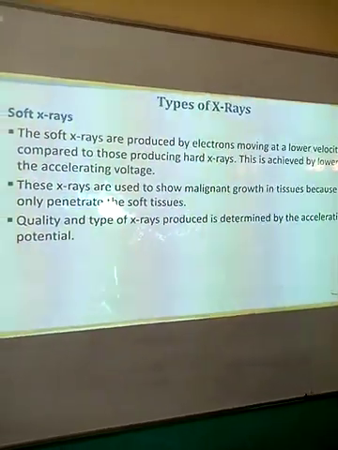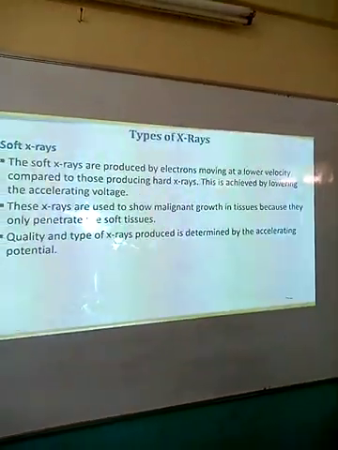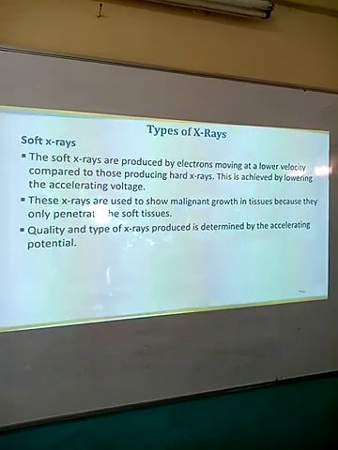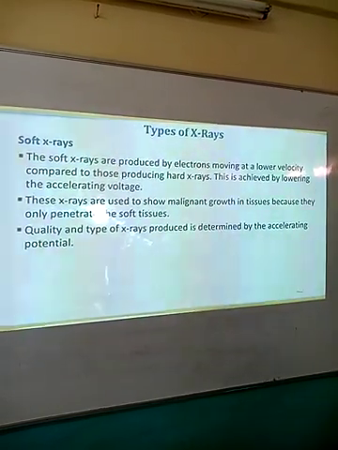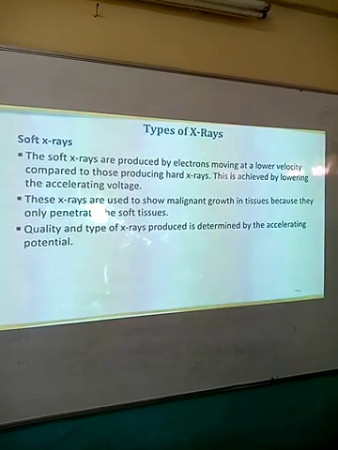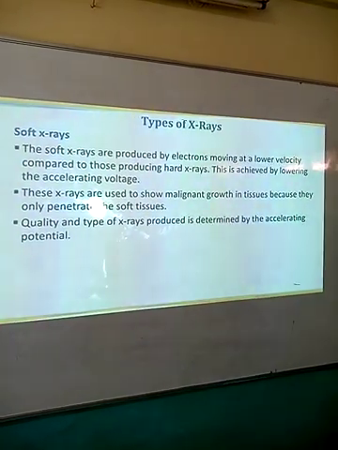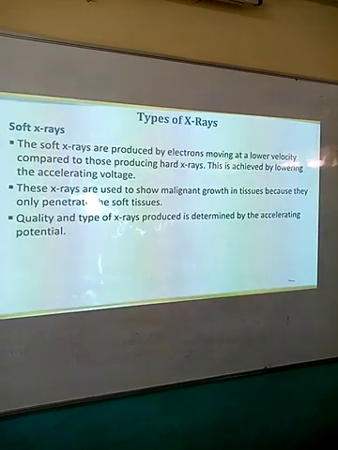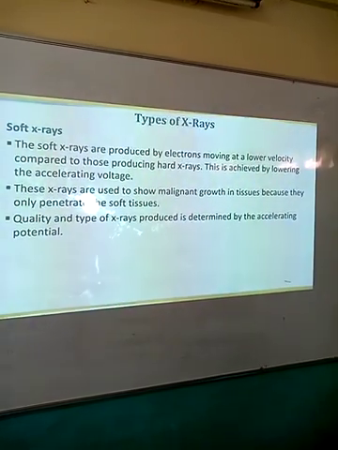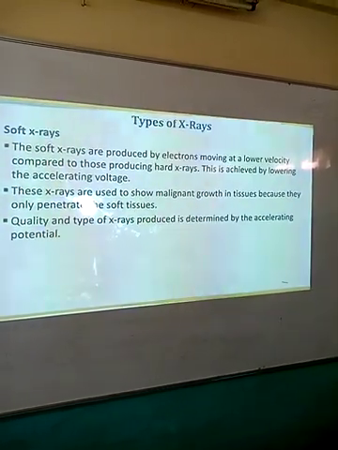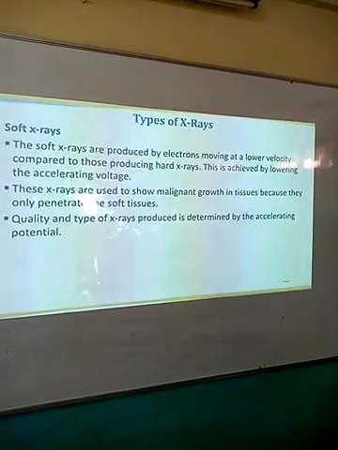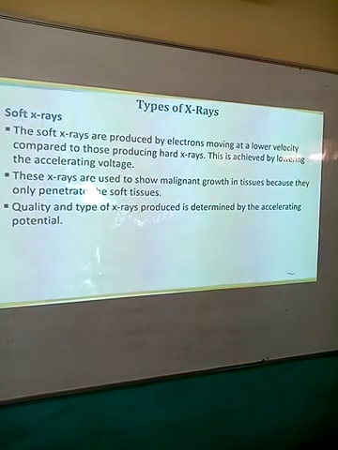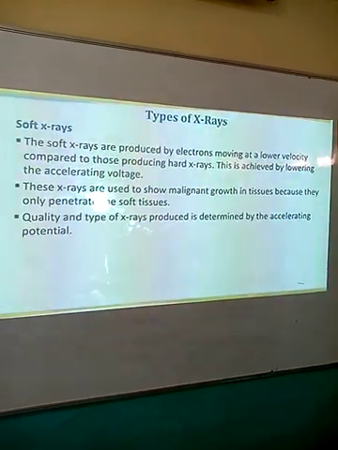They are soft because they are produced by electrons moving at a lower velocity as compared to those of hard X-rays. This low velocity is achieved by varying the current in the production tube. The X-rays are used to show malignant growth in tissues because they only penetrate the soft tissues.